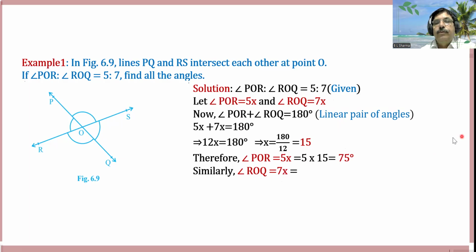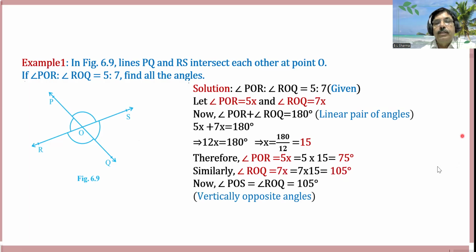So 7 into 15, that is 115. This angle is 115. If this is 75, this angle is also 75 degree, vertical opposite angles. If this angle is 105, this angle is also 105 degree because these two angles are also vertical opposite angles. So you can write angle POS is equal to angle ROQ, that is equal to 105 because vertical opposite angles.